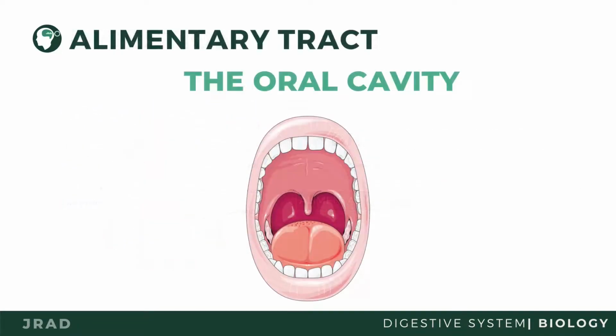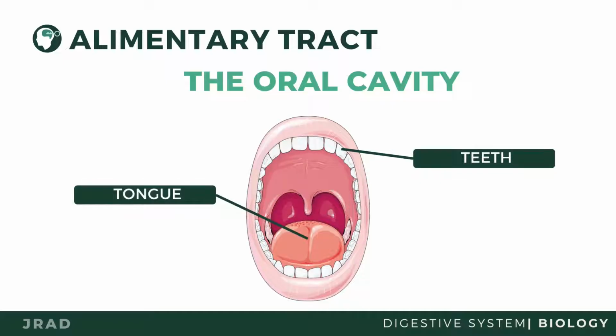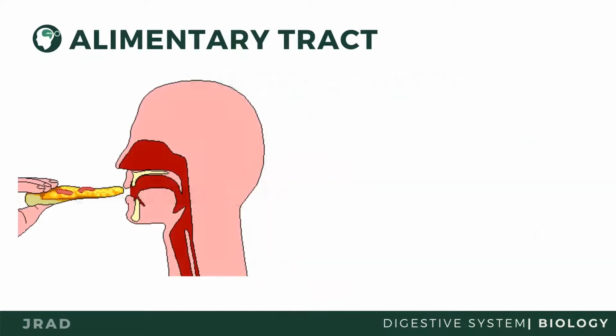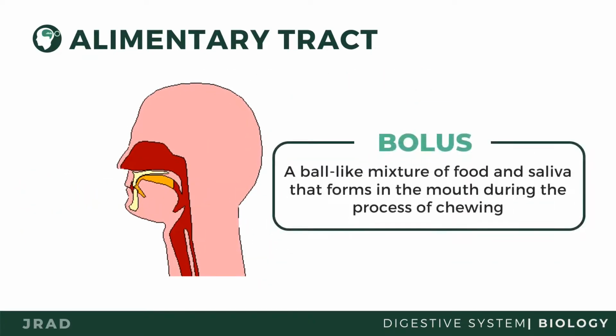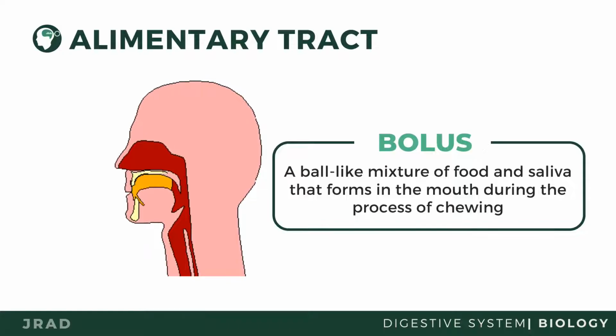Digestion begins in the mouth or the oral cavity. The mouth contains the following structures. Teeth function to physically break down the food. The tongue functions for tasting, mixing, and swallowing food. And the palate is located in the mouth's upper boundary, where food is pushed against when chewing. Food that enters the mouth is lubricated and chewed until it forms into a ball-shaped mass called bolus.